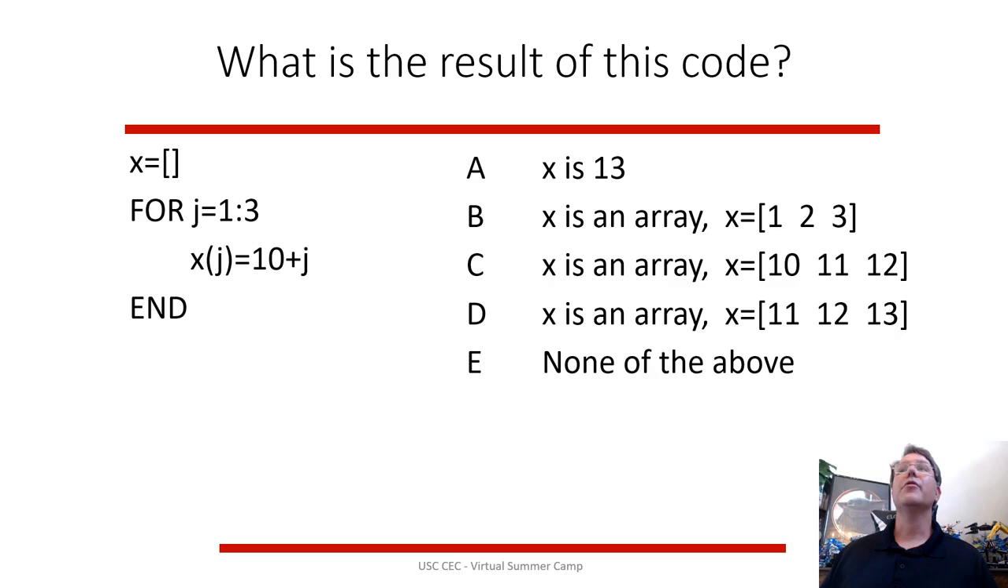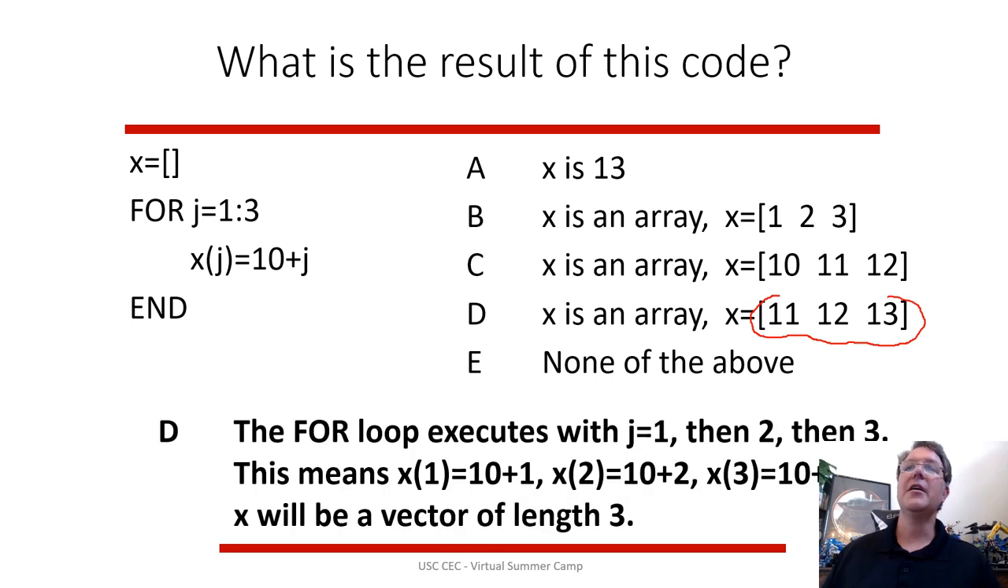This is a for loop, and the counter j is going to go 1, 2, 3. I'm just going to set up a value. The first time through, the value on the right hand side is going to be 11, and then it's going to be 12, and it's going to be 13. And it's going to put 11 into the first element, so this looks right. And then it's going to put 12 in the second element and 13 in the third element. So I'm saying D again.